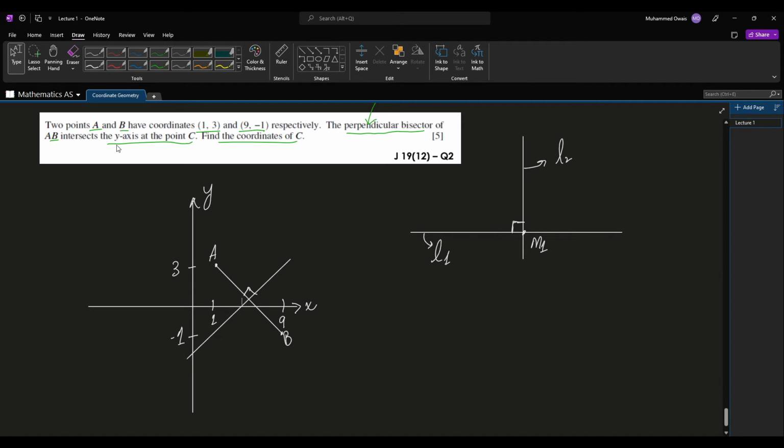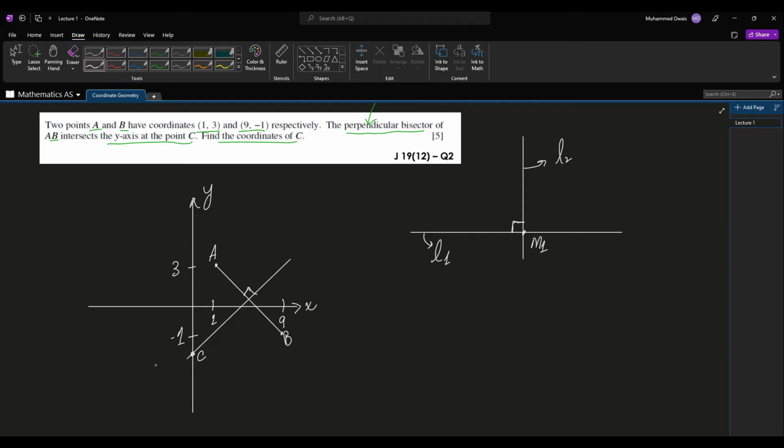And now it is also cutting the y-axis at one point, so this point can be called C. It is asking us to find the coordinates of C. So then, how do we find such coordinates? As we have known, to find any coordinates on a line, we need to first know its equation. Or if you didn't know, then from now onwards, do know that if you need to find any coordinates on a line, you need to know its equation.